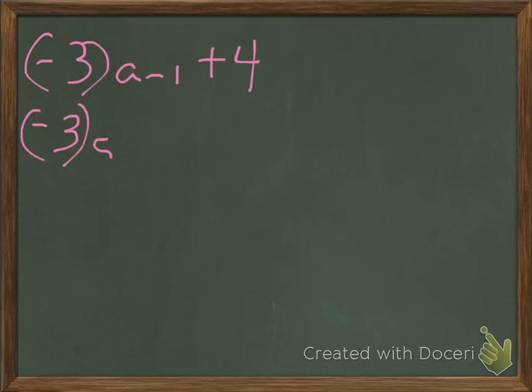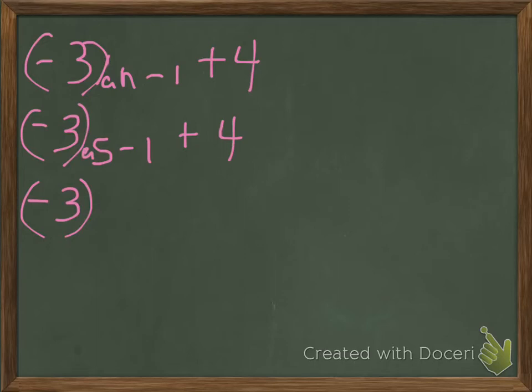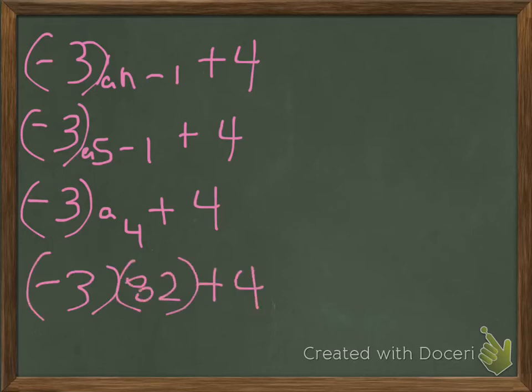And plug in 5 for n. Oops, that's an n, not an a. 5 minus 1 plus 4, so negative 3 times a sub 4, plus 4, which is your fourth term, which we got was 82. So negative 3 times 82 plus 4. So notice that the sequence is building on each other. It's not necessarily by itself every time. So this becomes negative 242.